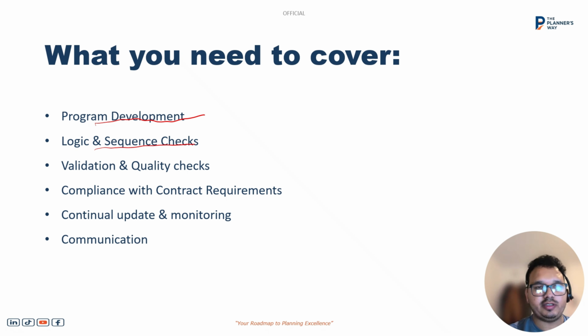We should do the validation and quality check, the 14 DCMA checks of the activities. It should align with the contract compliance requirement. We should monitor and update the program regularly and communicate the updated program with the teams. So these things need to be covered in your answer.